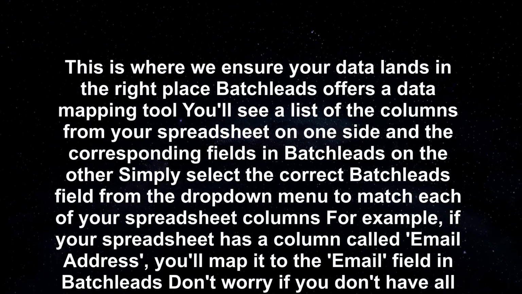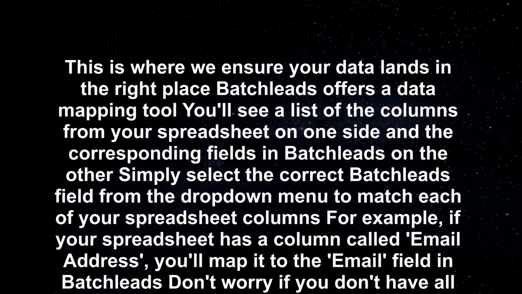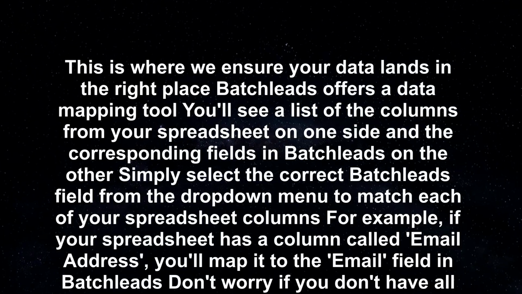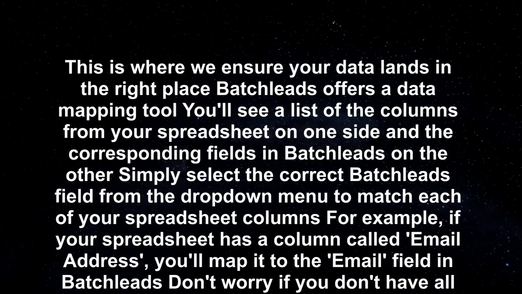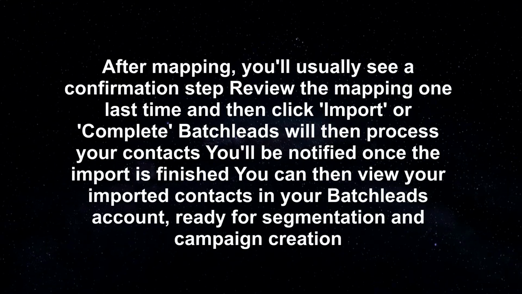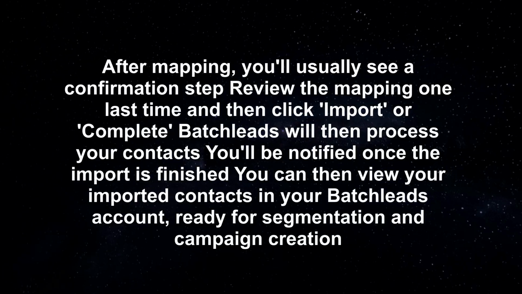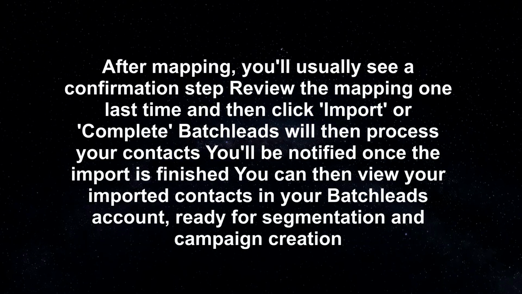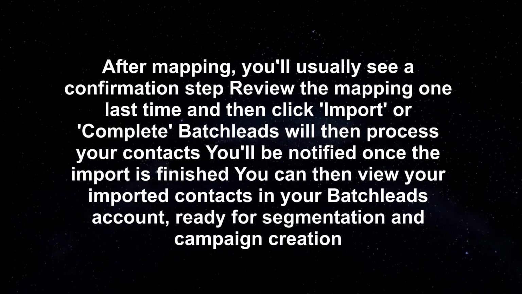For example, if your spreadsheet has a column called Email Address, you'll map it to the email field in Batchleads. Don't worry if you don't have all fields. Just map what you have. After mapping, you'll usually see a confirmation step. Review the mapping one last time and then click Import or Complete.